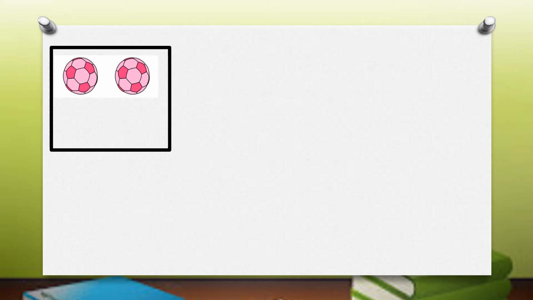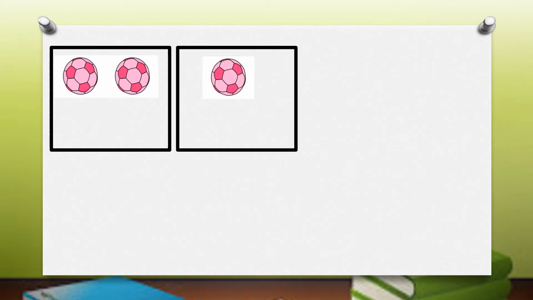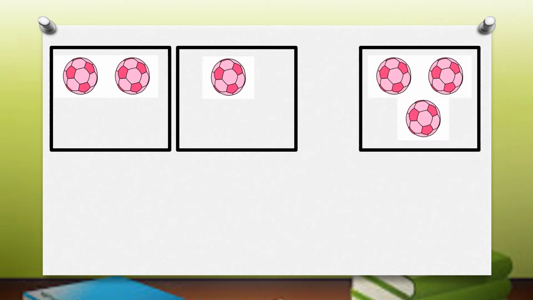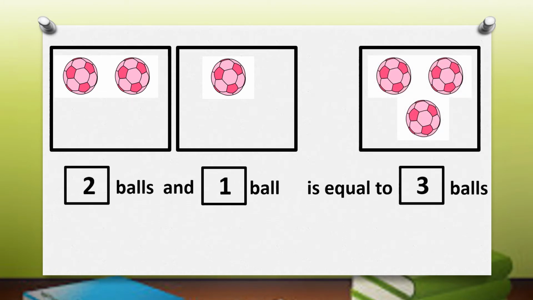In this example, in the first box there are 2 balls, and in the second box there is 1 ball. Now we need to find out how many balls there are in all, and for that we need to add. And while adding, you will also notice that the objects are similar in nature. So now let's add them. I am adding 2 balls and 1 ball. So the total number of balls that I have is 1, 2, 3. 3 balls. So children, 2 balls and 1 ball is equal to 3 balls.